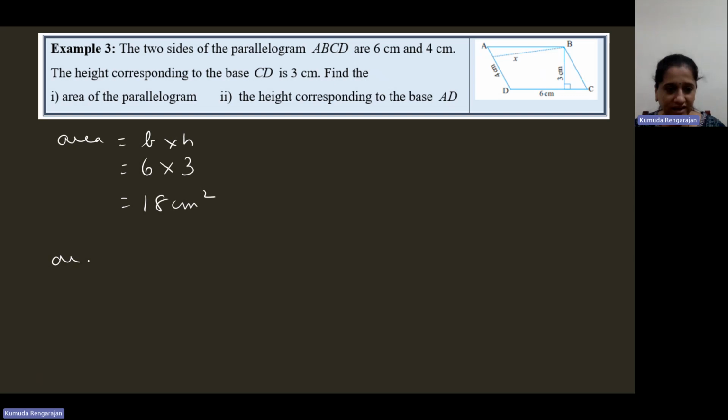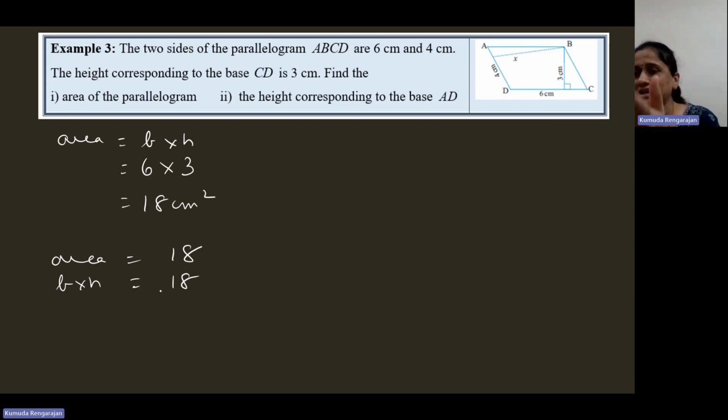Now, area is equal to 18. Base into height is equal to 18. See, for the same figure, whichever base and altitude you take, the area should be the same, no? Area cannot change for the same figure. Now, if you take 4 centimeters as the base and x as the altitude, you should get the same area, 18. The same figure, no? So area is equal to 18. Base into height is equal to 18. So which one are you taking as the base? AD is the base and x as the altitude, correct?